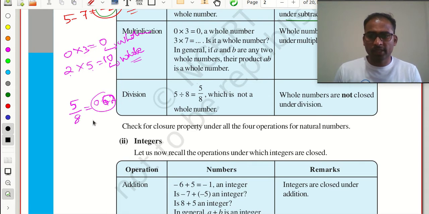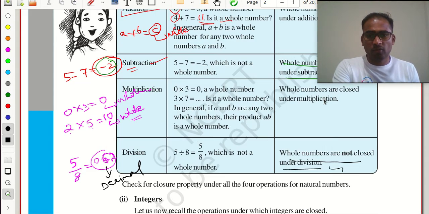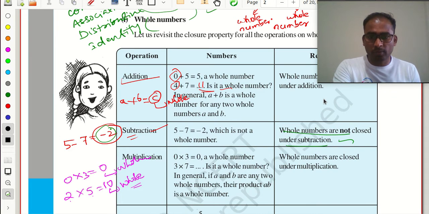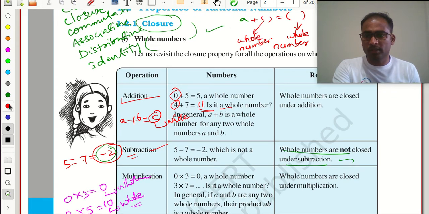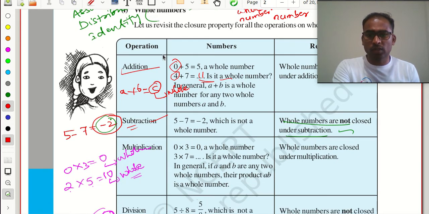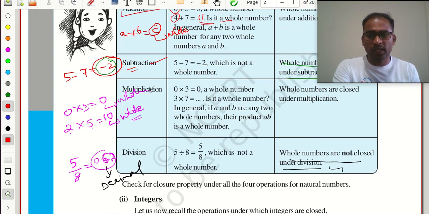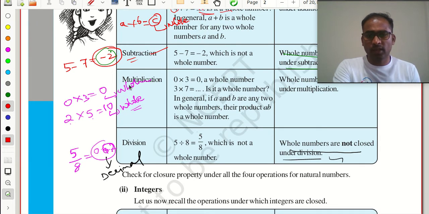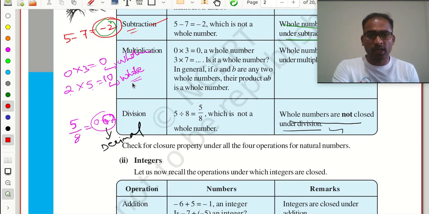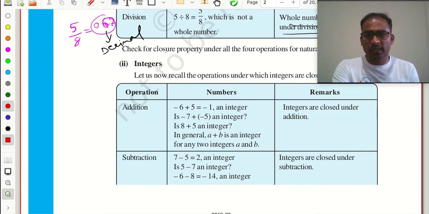So here 5 by 8 is equal to 0.62, which means here I am getting a decimal value. So this is not a whole number. So I can say whole numbers are not closed under division also. So from this table, what I can infer is that for whole numbers the closure property is satisfied for addition and multiplication. For subtraction and division this closure property does not hold. Okay, that we understood. Next we will go for the integers.